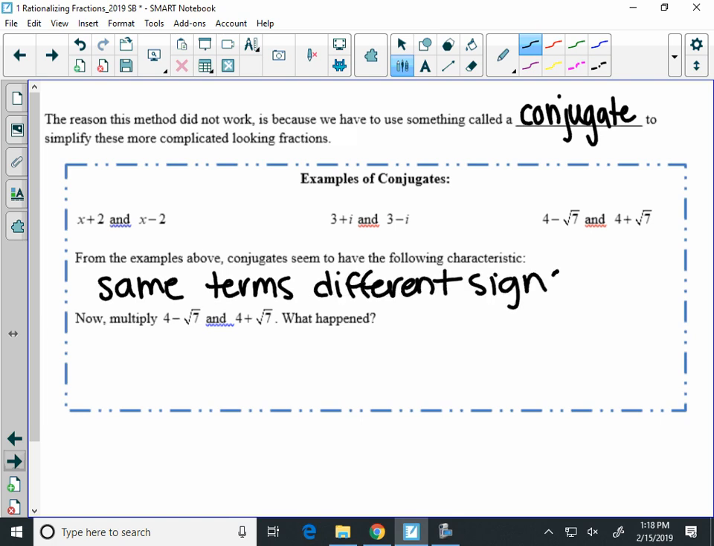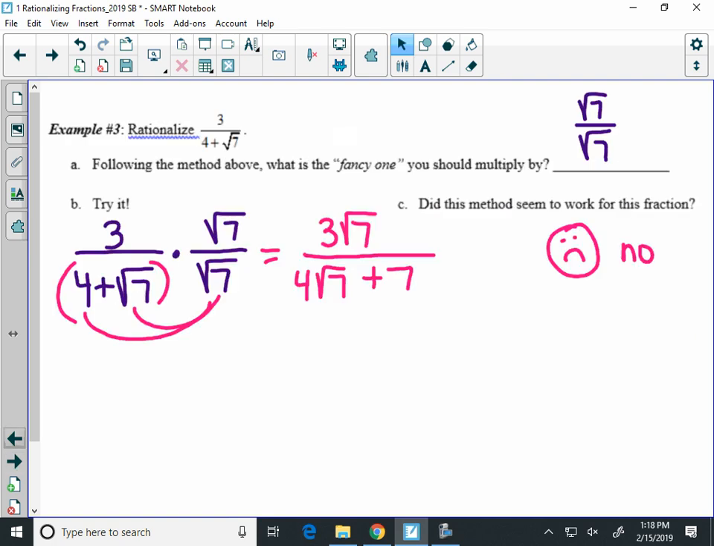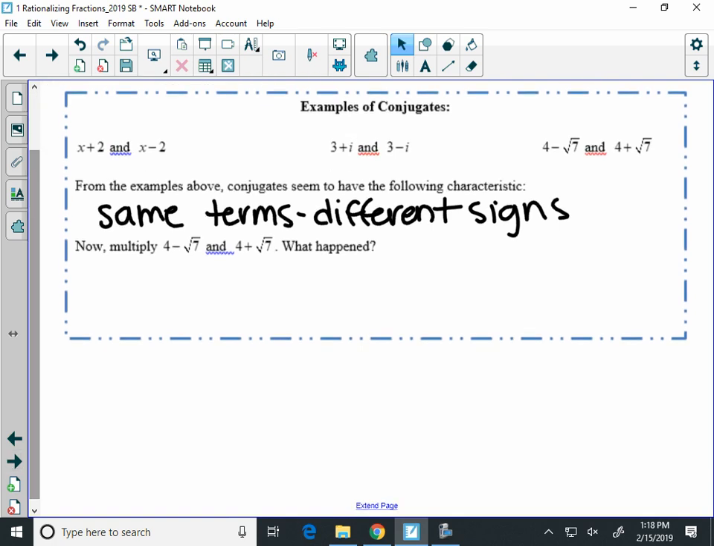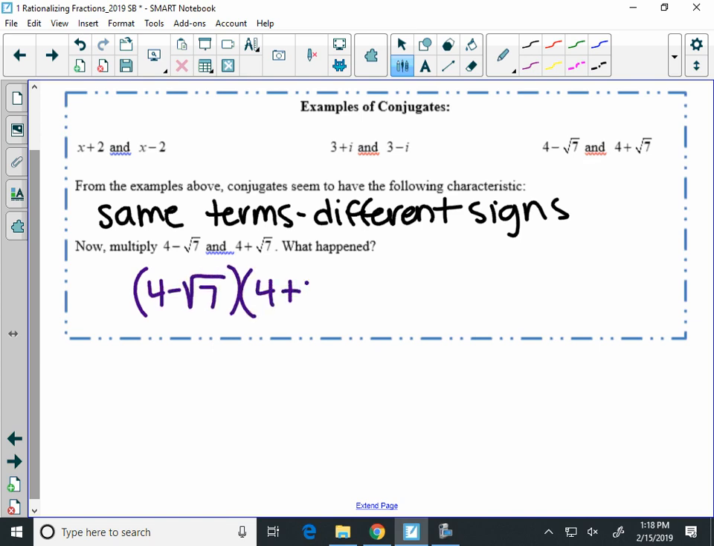So we're going to work on the last one. 4 minus radical 7 and 4 plus radical 7 because that is the denominator that we had on that previous problem. So we're going to end up figuring out how to simplify. So let's multiply 4 minus radical 7 and 4 plus radical 7. All right, so let's write them out this way. And I'm writing them that way because how am I going to have to multiply these together? I'm going to FOIL, distribute here.